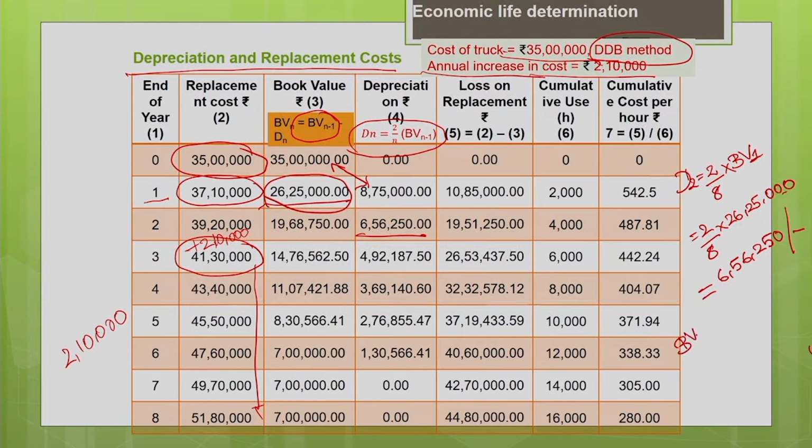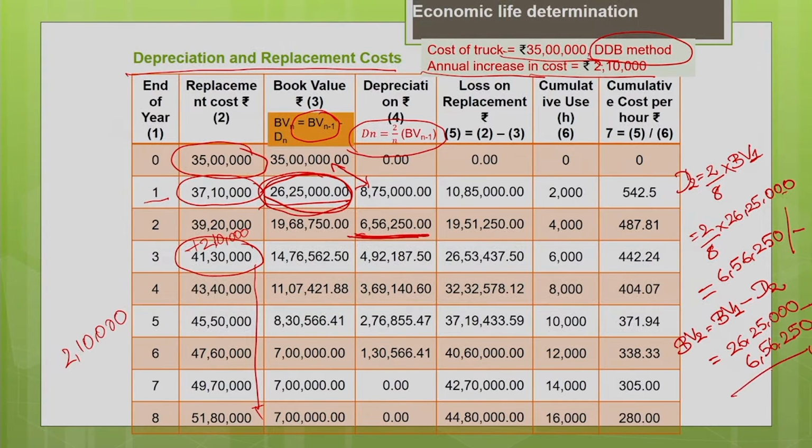Now the book value for the second year is the book value at the beginning of the second year, or the book value at the end of the first year, minus the depreciation for the second year. What is the book value at the end of the first year? It is 26,25,000, minus the depreciation for the second year, which is 6,56,250.